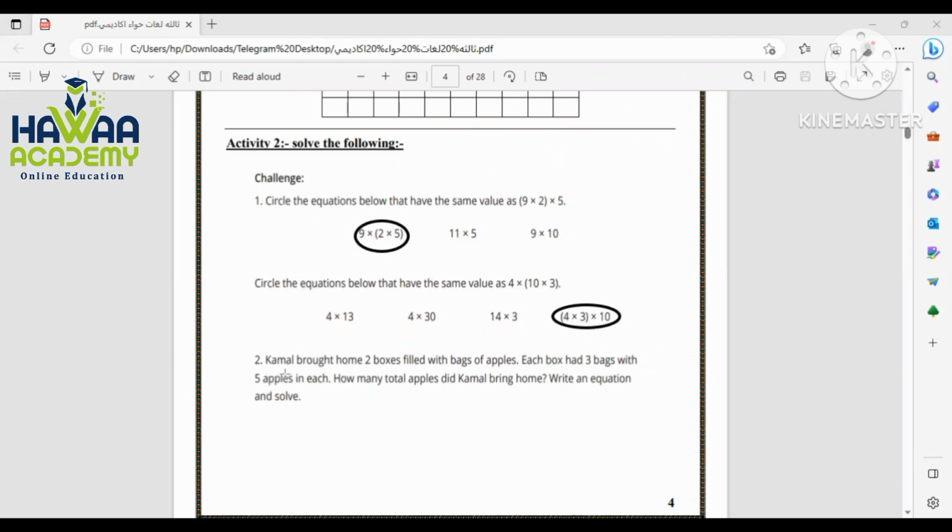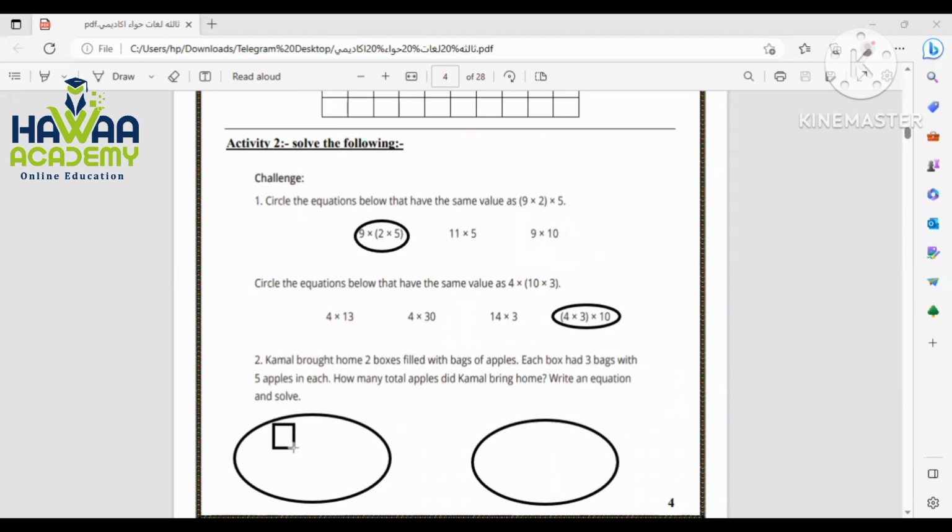Okay, let's see number 2. Kamal brought home 2 boxes. Kamal drew 2 boxes, with bags of apples. Each box had 3 bags with 5 apples. 3 bags. 1, 2, 3. 1, 2, 3. And in each bag we have 5 apples.